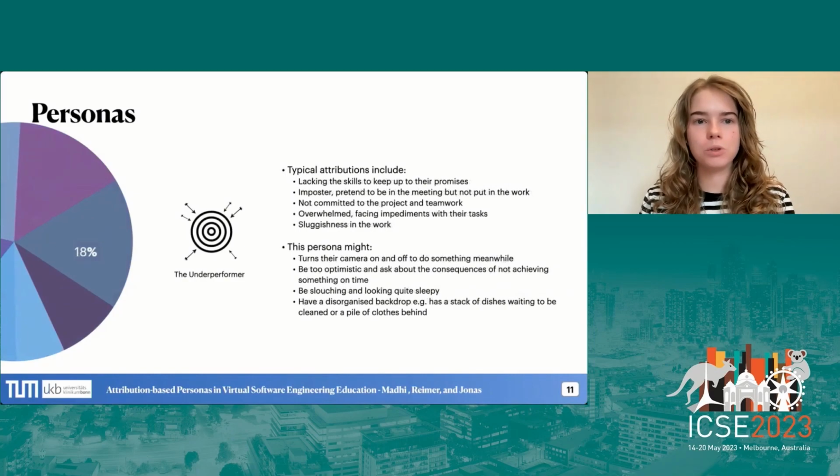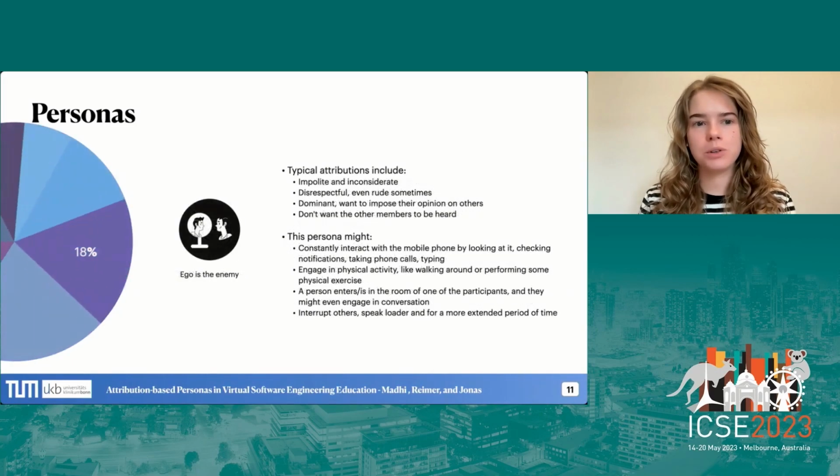Again, here we have attributions that are formed by the educators, such as lacking the skills to keep up to the promises, being an imposter and pretending to be in the meeting, but actually not putting in the work, not being committed to the project and the teamwork, but also being overwhelmed and being a bit sluggish in the work as well. And the behavior attributed to that is turning the camera on and off, being too optimistic, or looking quite sleepy or slouchy, and having a disorganized backdrop.